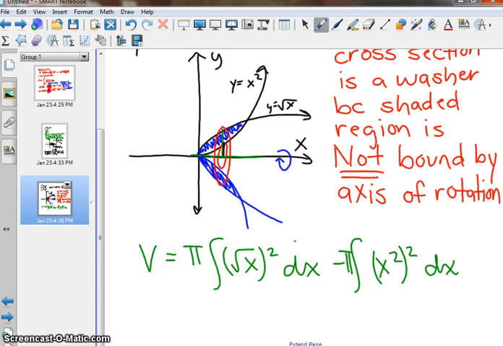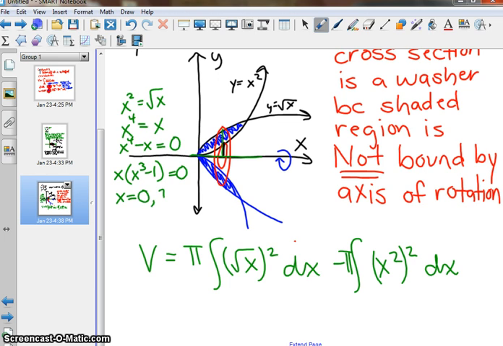Now, I have to have a starting point and a stopping point. So where do these two intersect? Where does x squared equal square root of x? Well, I can square both sides and I get x to the fourth equals x. I'll subtract my x and set it equal to 0. Factor out an x. They intersect at 0 and 1. So that means I'm going to integrate between 0 and 1.